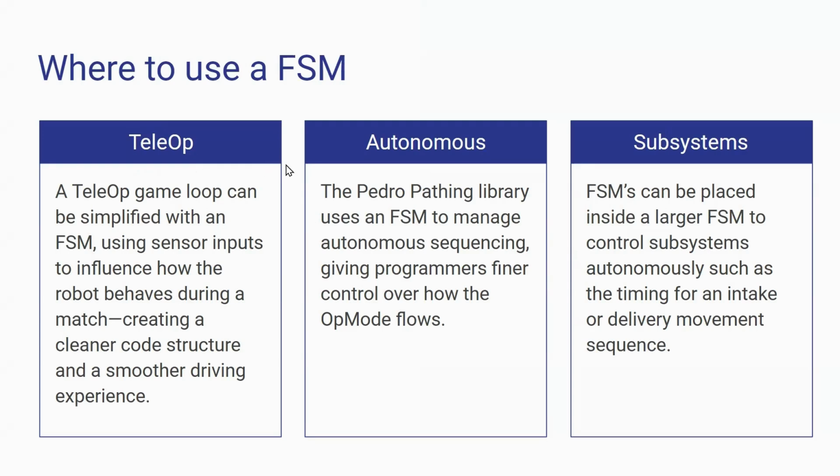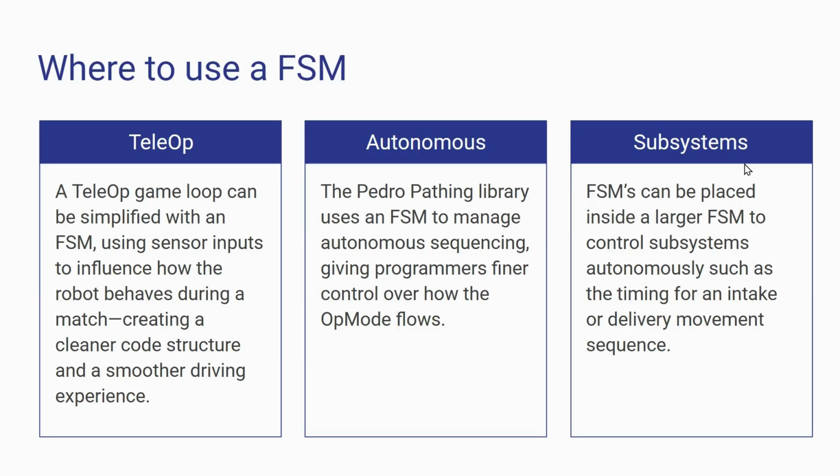Now you can use finite state machines in TeleOp, Autonomous, and to control subsystems. In TeleOp, you can control your entire game loop by using sensor inputs to influence how the robot behaves during the match, creating a much more readable, cleaner code structure and a smoother driving experience. In Autonomous, you can use an FSM for sequencing like you would in TeleOp, but instead of going off of button presses, you can go off of end states and sensor inputs. This is how the Pedro Pathing library works, a switching state machine.